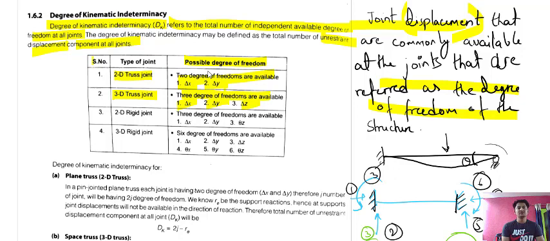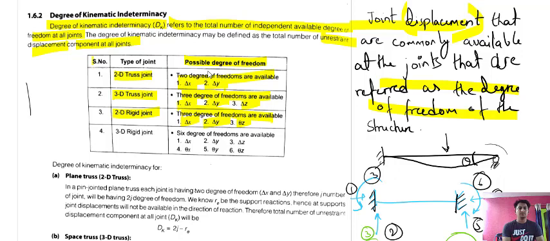Okay. In case of a 2D rigid joint, we are talking about frames. So here there is a moment, and we have to consider a rotation also, delta theta. So delta x, delta y and theta z. The degrees of freedom available are 3. In case of 3D, we need 6 degrees of freedom.